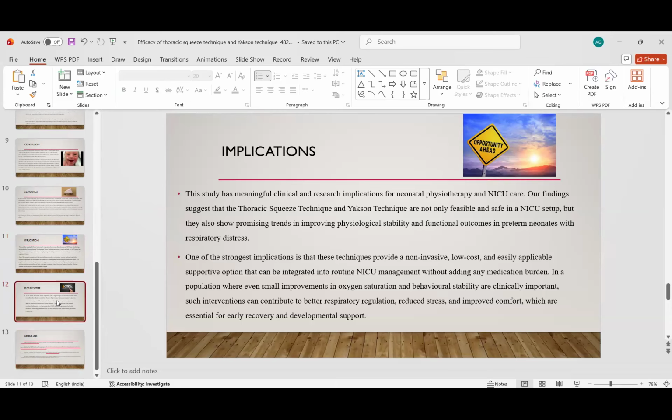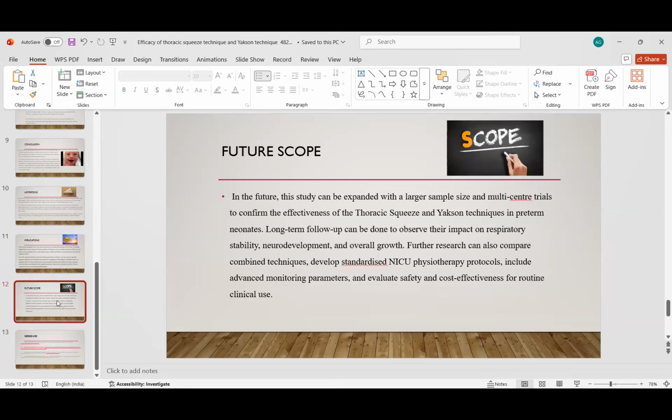So this is the future scope. In the future, this study can be expanded with a larger sample size and multi-center trials to confirm the effectiveness of the thoracic squeeze and Yaksan techniques in preterm neonates. Long-term follow-ups can be done to observe the impact on respiratory stability, neurodevelopment, and overall growth. Further research should be done to develop a standardized NICU physiotherapy protocol, include advanced monitoring parameters, and evaluate safety and cost effectiveness for routine clinical use.